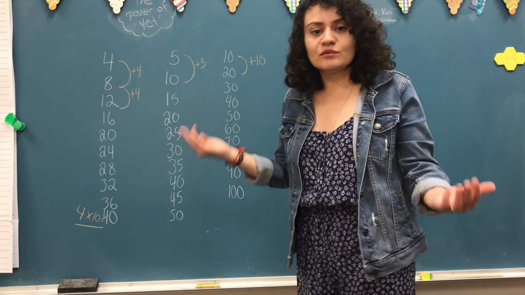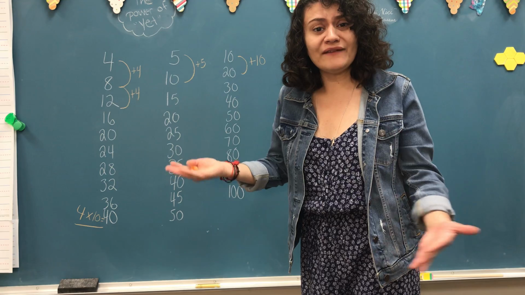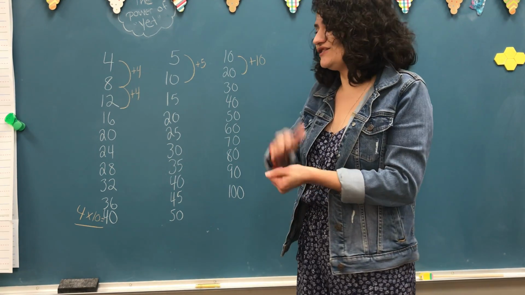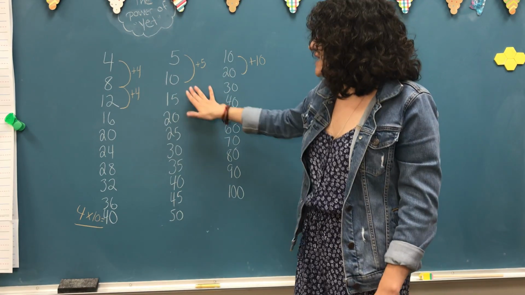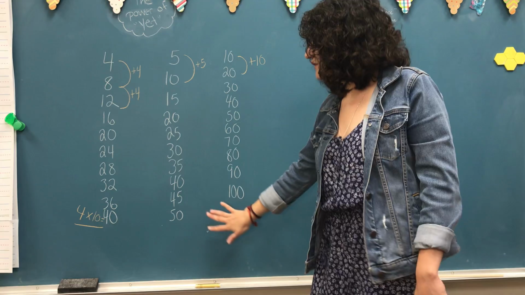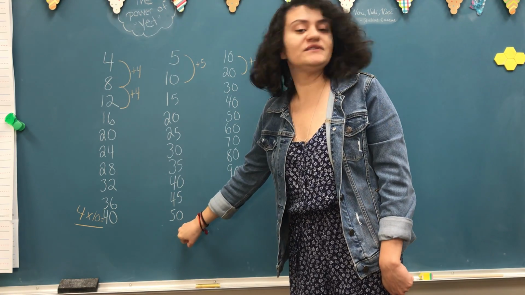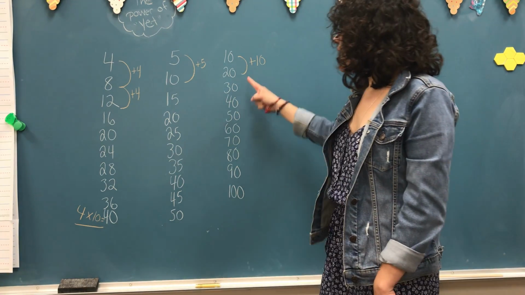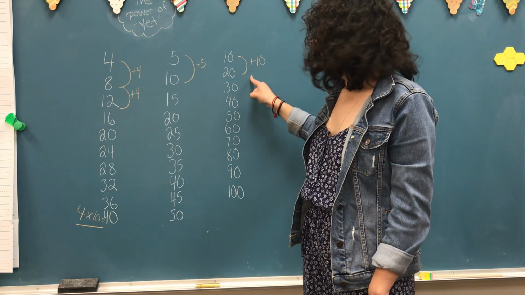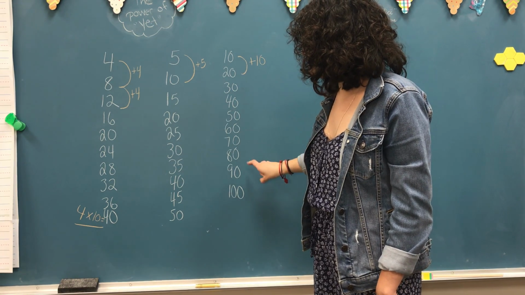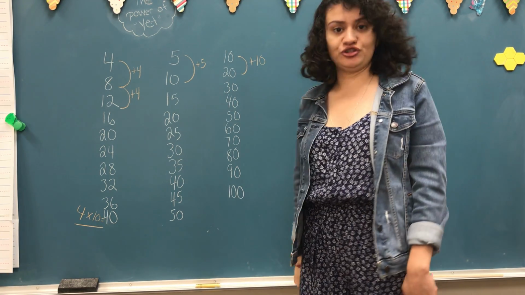With 5's, we know how to skip count by 5's. That's one of the first things you learn, is by 2's and 5's and 10's, right? Because it's really easy. 5, 10, 15, 20, 25, 30, 35, 40, 45, 50. And that 50 is 5 times 10, right? And then with 10, 10, 20, 30, 40, 50, 60, 70, 80, 90, 100.